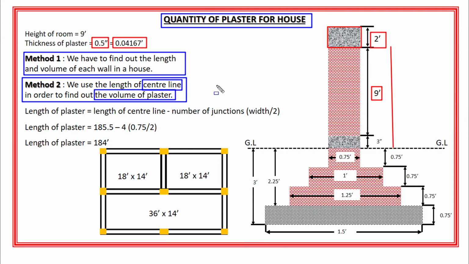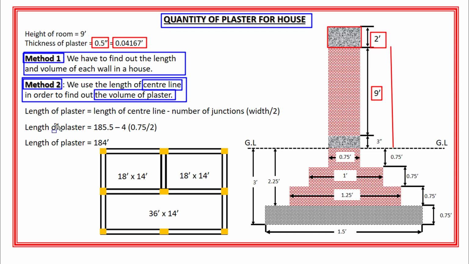So these are the two methods for the length calculation of these walls and also the volume calculation of plaster. And I am recommending both these methods because the result will be the same in both methods. Okay. So you can use either method 1 or method 2. It will not create any problem for you. So here I will use the second method, right? Now as I told you, the length of the center line is 185.5 feet.